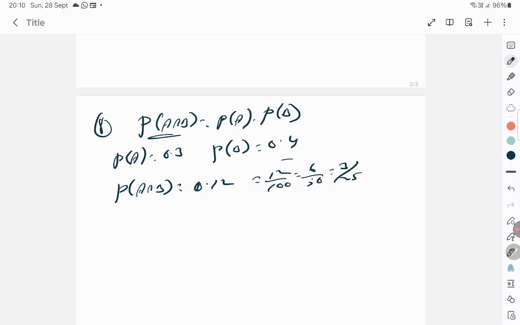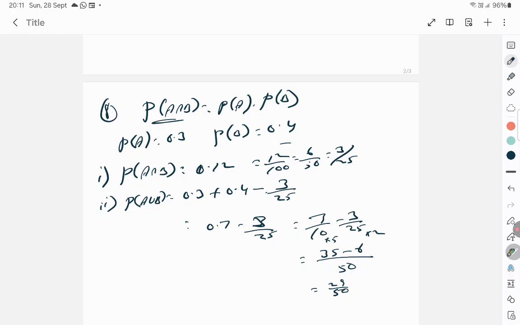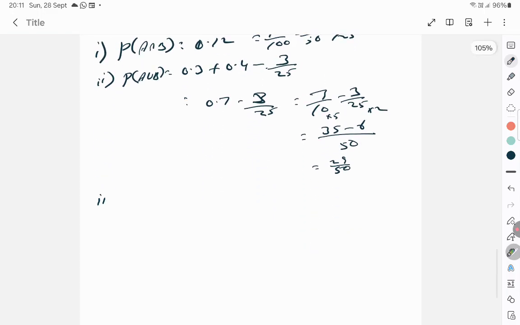So the first part is solved. Next they are asking you to find P of A union B, which is P of A plus P of B minus P of A intersection B, which we just solved, which is 3 by 25. So this will be 0.7 minus 3 by 25, or in other words, 7 by 10 minus 3 by 25. The LCM for this can be taken as 50. 10 5s are 50 and 25 2s are 50. 35 minus 6 is 29 by 50 is the answer for this union.